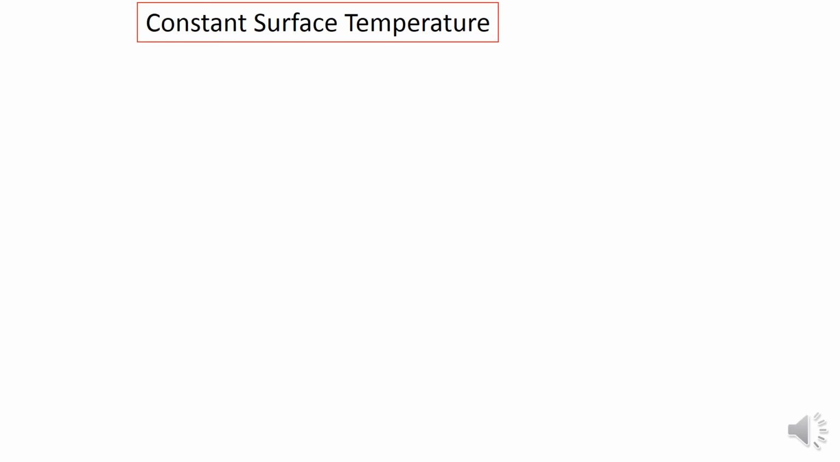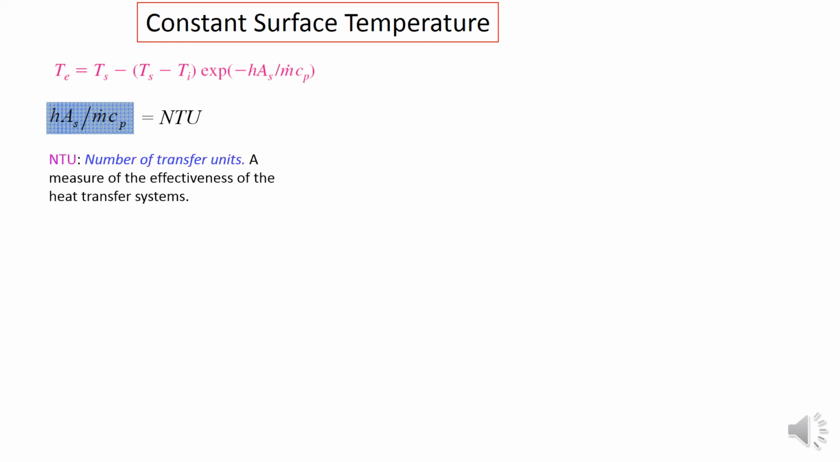Constant surface temperature. So this is the exit temperature relation which we get from the previous slide. And here the convection coefficient times surface area divided by mass flow rate times Cp specific heat is equal to NTU. NTU here is the number of transfer units, a measure of the effectiveness of the heat transfer systems. For NTU equal to 5, the exit temperature is equal to the surface temperature and the limit for heat transfer is reached.